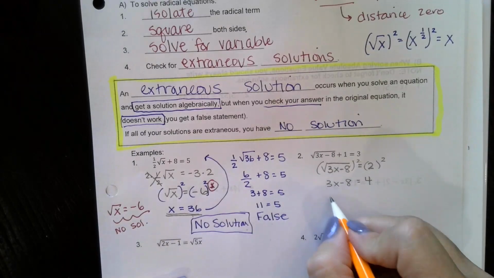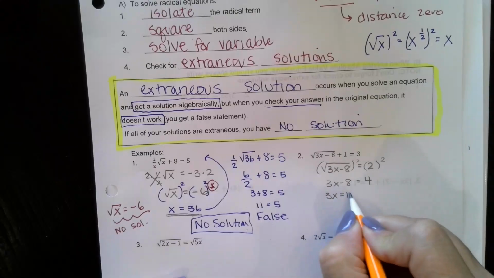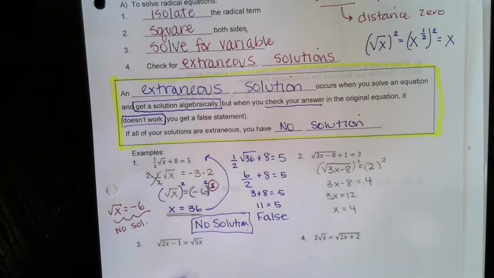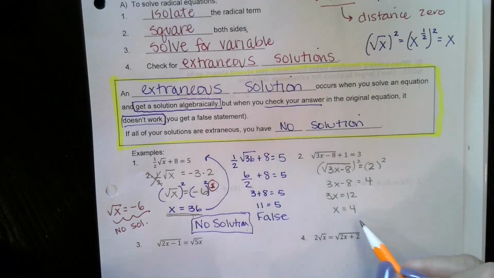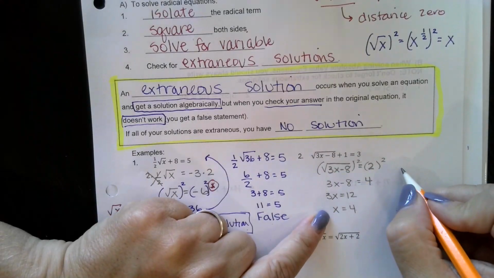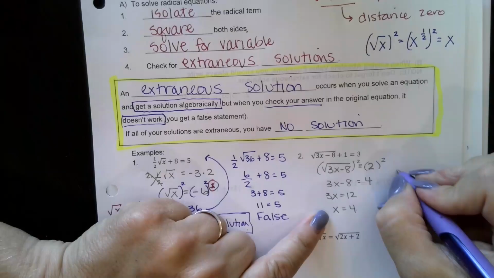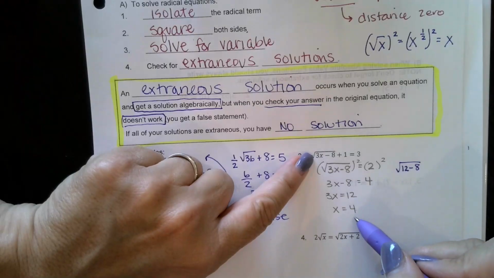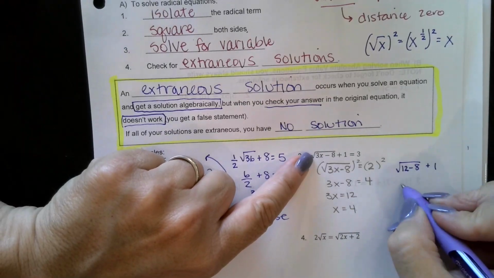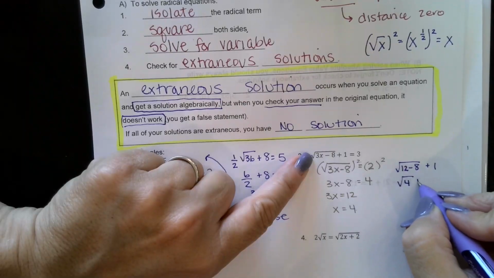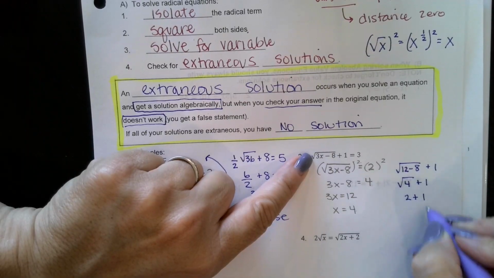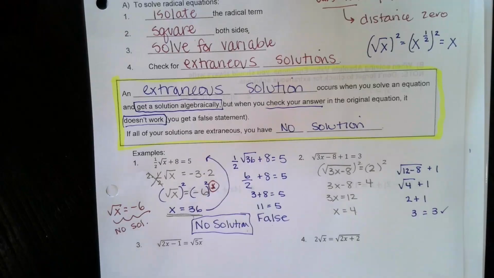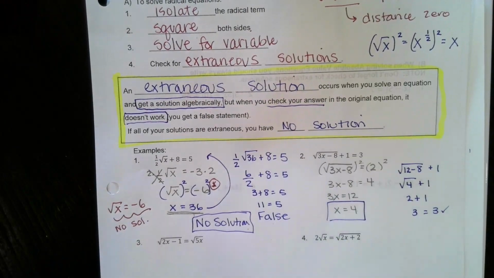Okay, so now I solve for x. So 3x equals 12 and x equals 4. So I have this value, x equals 4, and I'm going to take it back up here, plug it in and check it. So I would have the square root of 12 minus 8. So this 12 is 3 times 4, plus 1. So the square root of 4 plus 1. So this is 2 plus 1, which is 3. And I'm looking for this to equal 3. So that's true. So my answer here is x equals 4.